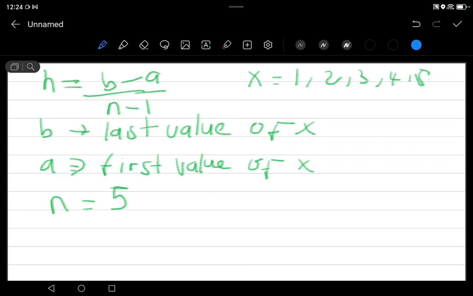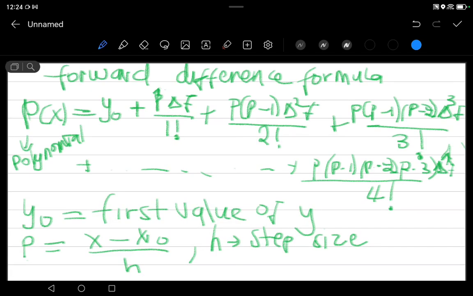Hello? No, I don't have a question. You're saying that this formula, we have to cram it, or we have to know it? You have to know this formula.